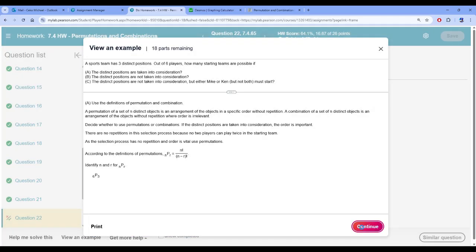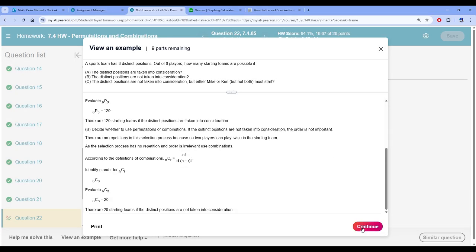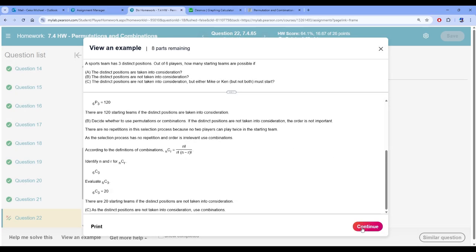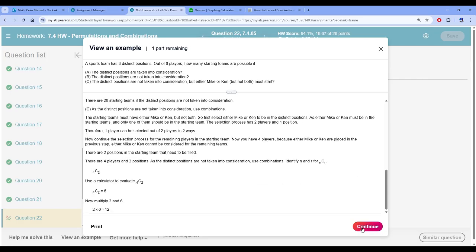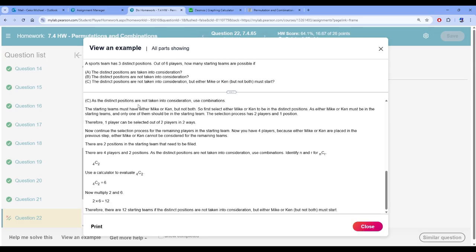There's A, there's C. So here's C. So as distinct position consideration, there are the first 2 positions in the starting team that need to be filled. There are 4 players. Now continue this section. Therefore, 1 player, 2 ways.